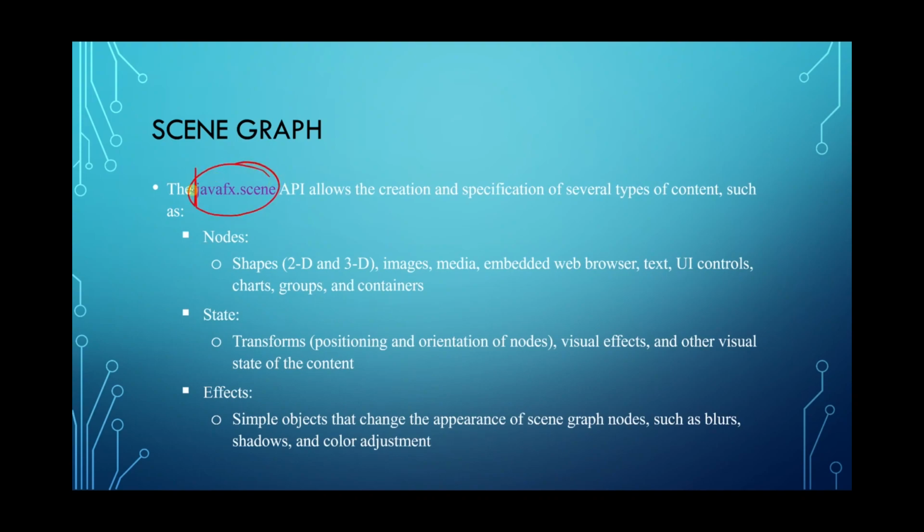So the javafx.scene package or API allows you to create and specify several types of content, such as nodes. And when we talk about nodes, we are talking about shapes, whether it's 2-dimensional, 3-dimensional, and so on. Images, media, embedded web browsers, and all these things. State transforms positioning and orientation of nodes, visual effects, and other visual state of content. Effects, these are simple objects that change the appearance of a scene graph node, such as the blurs, the shadows, and the color adjustments.